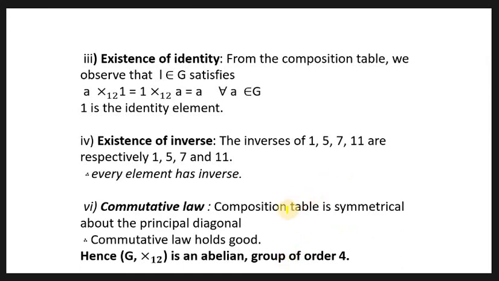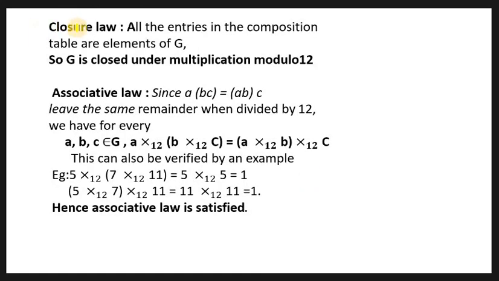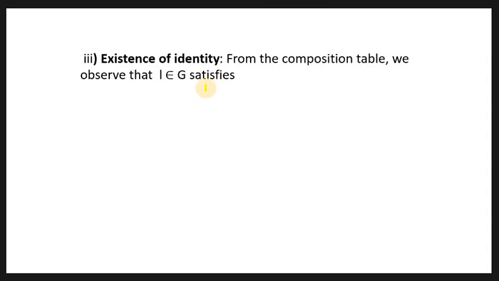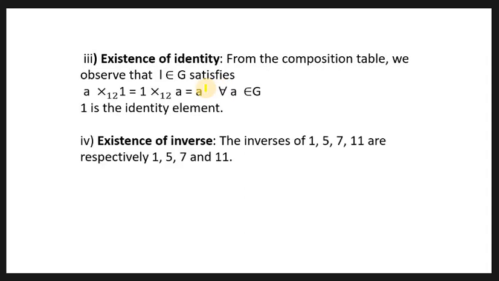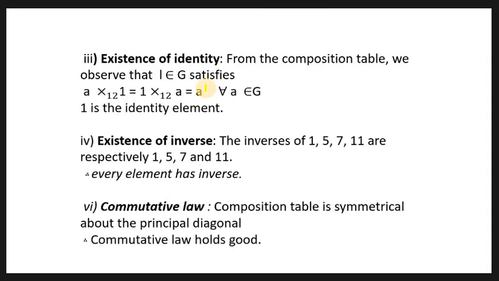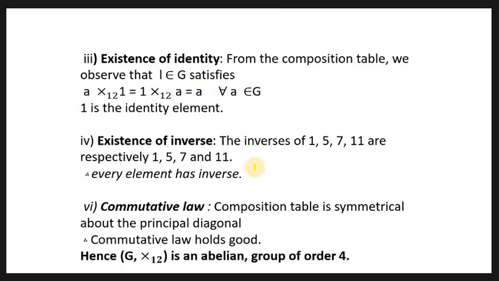In order to prove that the given set is an abelian group, we have to prove the closure law, associative law, existence of identity, existence of inverse, and commutative law. If it satisfies all the 5 properties, then we say that it is an abelian group.